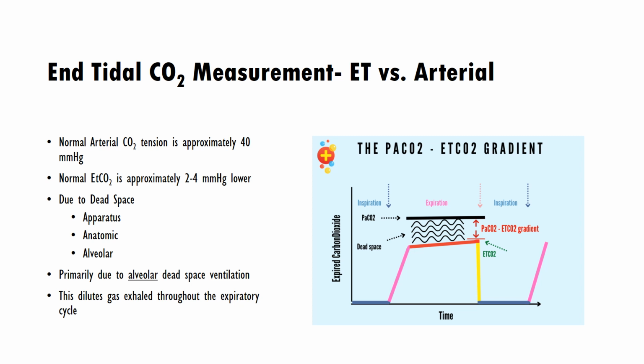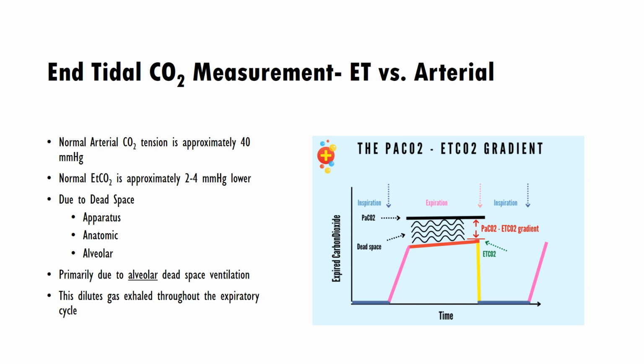All right, our next topic here is end-tidal CO2 measurement, more specifically comparing end-tidal CO2 versus arterial PCO2. So as we know, normal arterial PCO2 tension is about 40 millimeters of mercury, as we can see on the image over to the right there. And normal end-tidal CO2 is about 2 to 4 millimeters of mercury lower than our PCO2. And the reason for this is dead space.